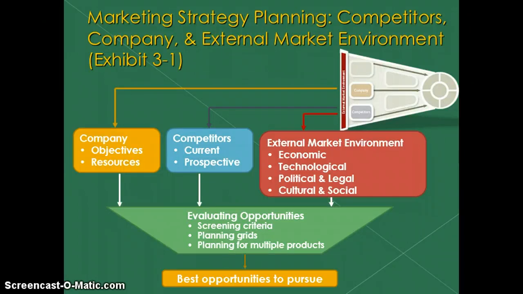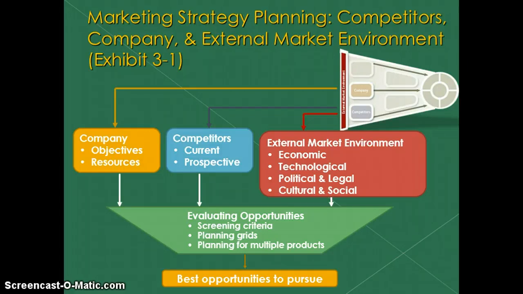The external market environment is made up of the economic environment, the technological environment, the political and the legal environment, which is combined into one, and then lastly, the cultural and social environment. Those four different components make up that whole entire external market environment, and that's another consideration. All four of those are considerations that you have to think about when weighing what you're going to do and what you're not going to do.